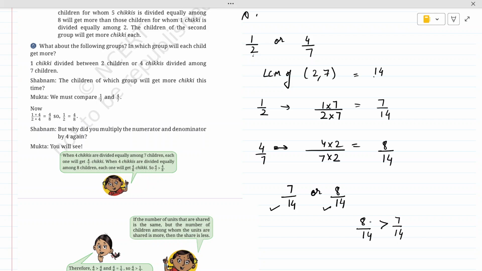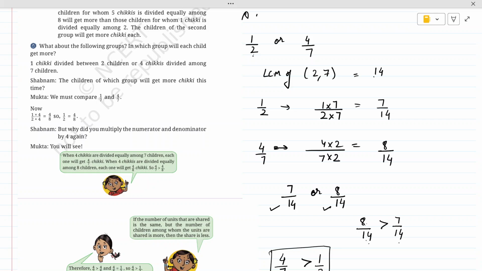Okay, so the person with 8 by 14 will get more chikki than this. Or we can say in the original fractions which was given to us, 8 by 14 came from where? 8 by 14 came from 4 by 7. So we have to write 4 by 7 is greater than 1 by 2 here.